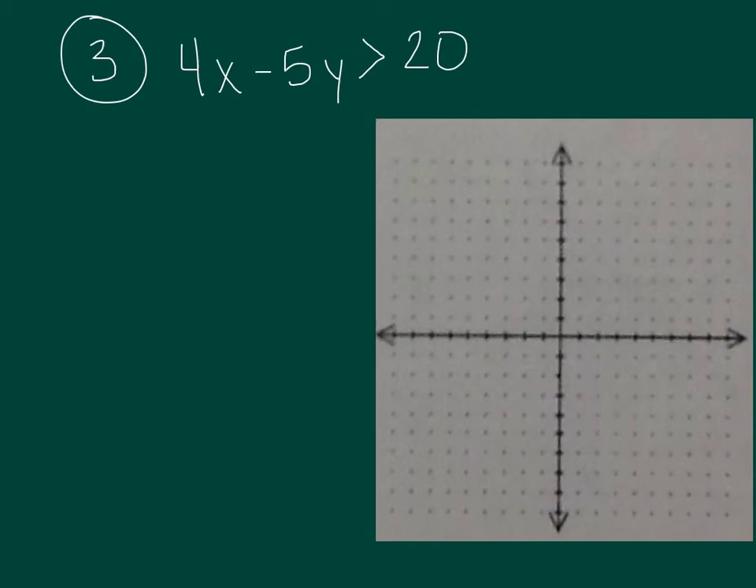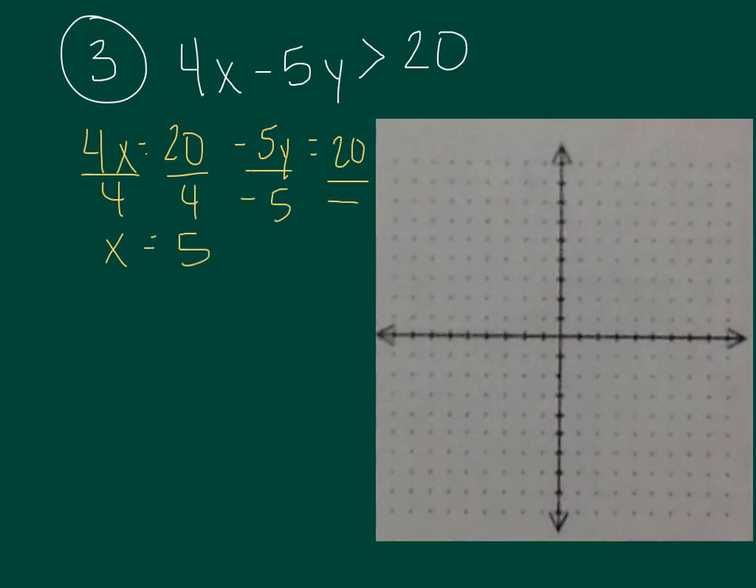Alright, number 3. This one now is in standard form, so we have to remember that standard form is where we do the cover-up method. So if I do this, I get 4x equals 20, and I get negative 5y equals 20. Divide by 4, so x equals 5. Divide by negative 5, divide by negative 5, so y equals negative 4. Okay, and then I graph where does x equal 5. X is at 5 over here. Y is at negative 4 down here. Okay, I look back to my sign, which is greater than. It's not equal to, so I need a dashed line all the way through my graph.